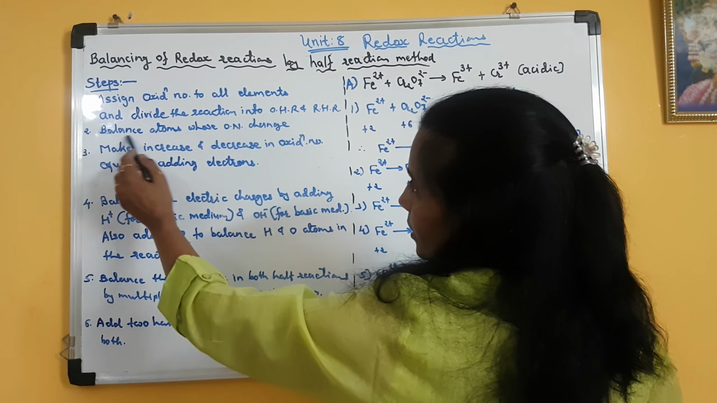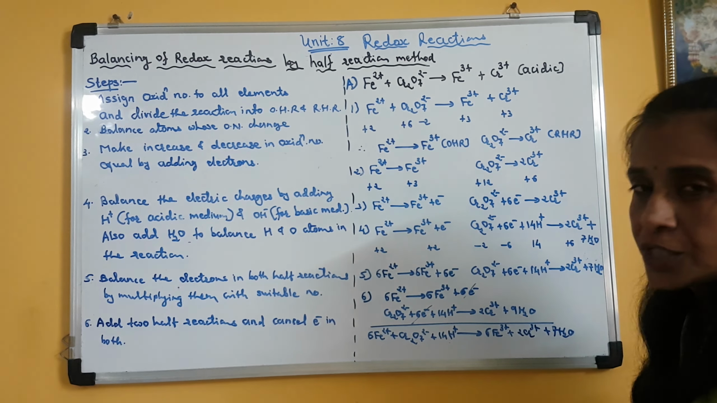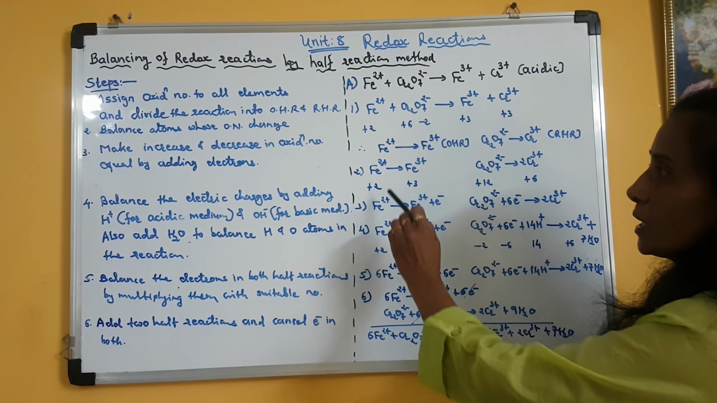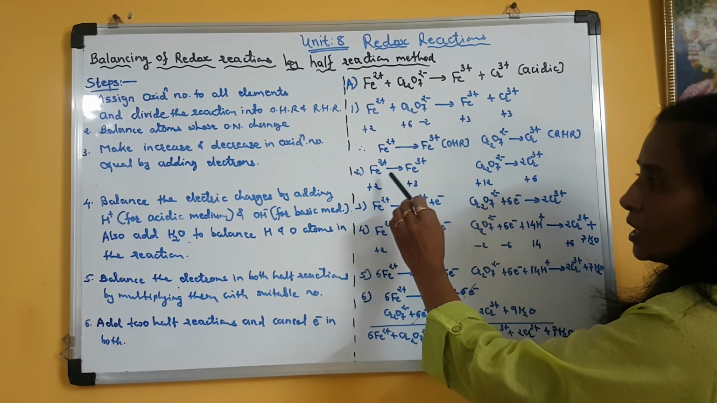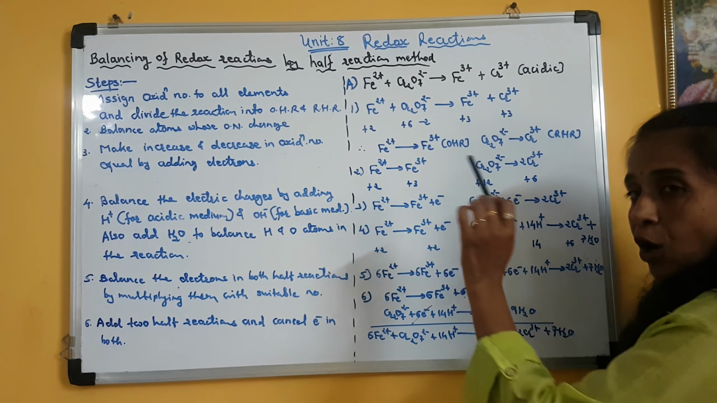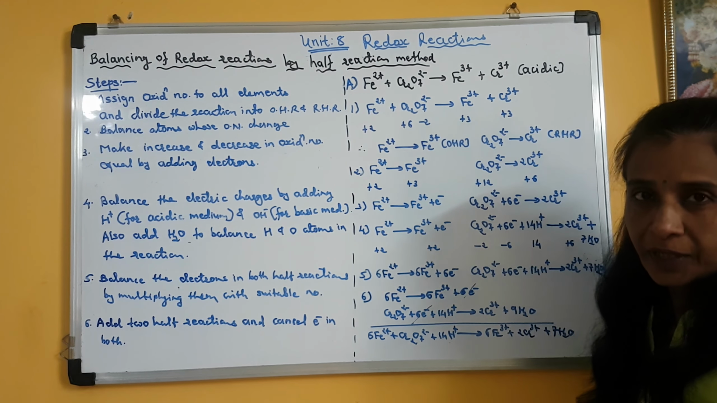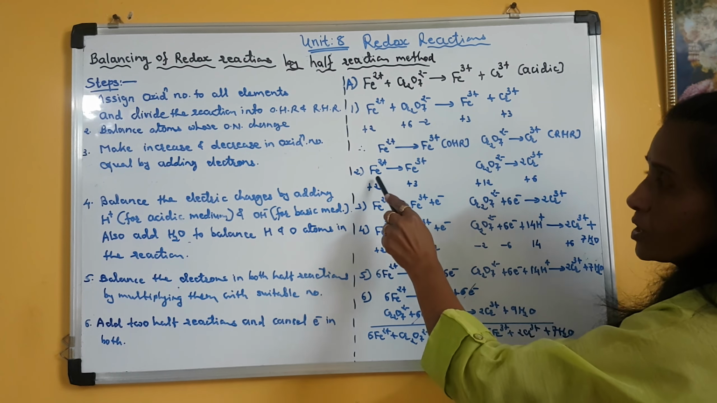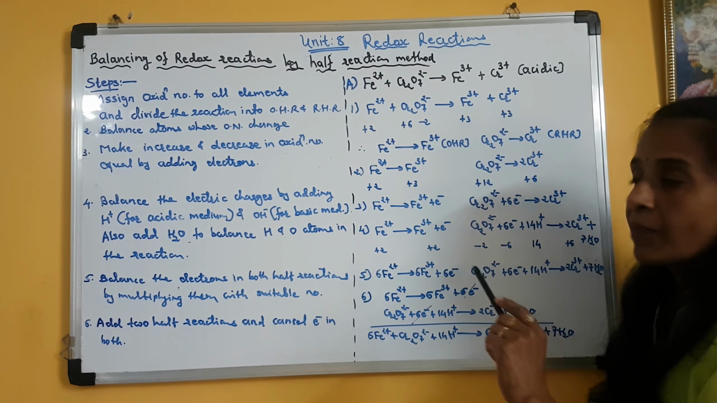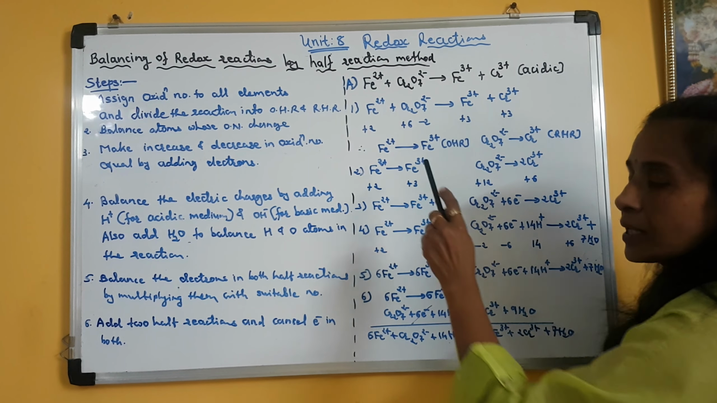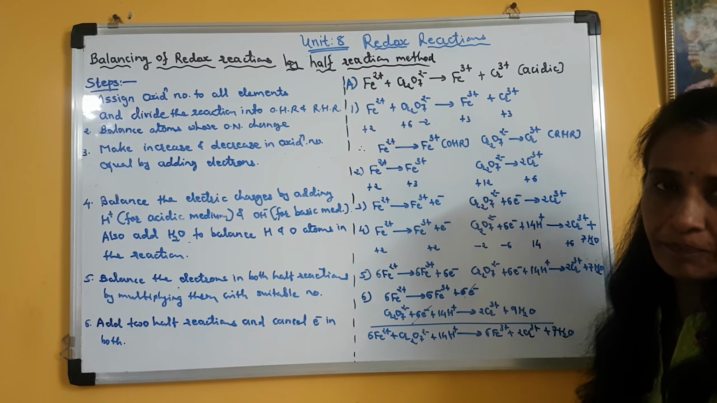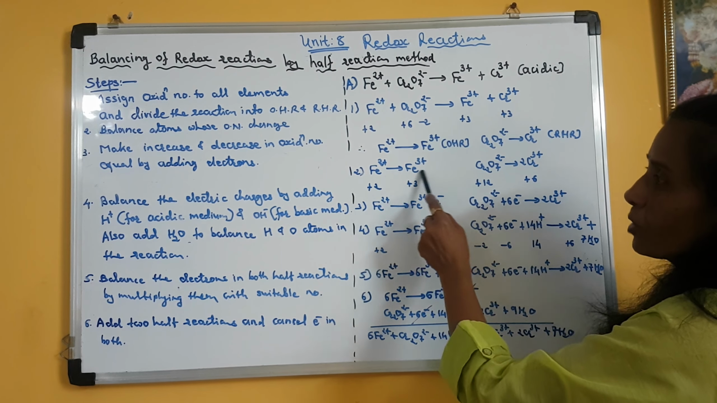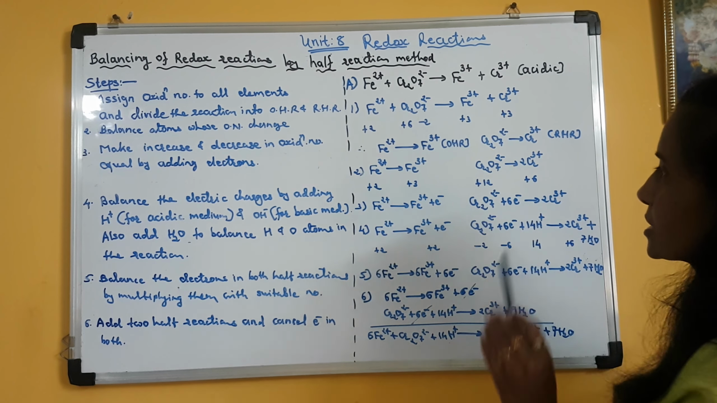Now the second step, balance atoms whose oxidation number change. In the oxidation half reaction, the oxidation number of iron is changing. Clear? Here it is mentioned to balance the atoms, which means I have to balance Fe. But we can see on both sides the number of Fe ions is the same. Clear? So I need not balance it here. I will keep it as it is.